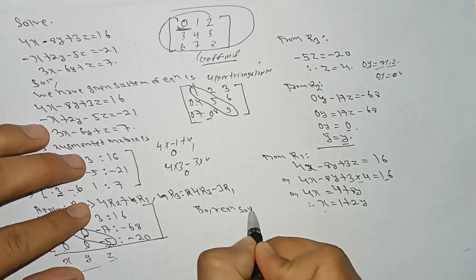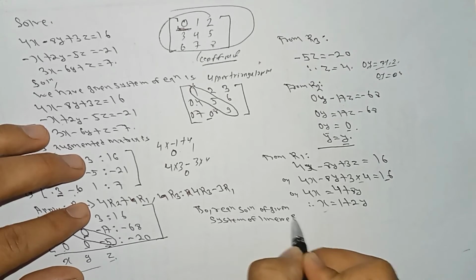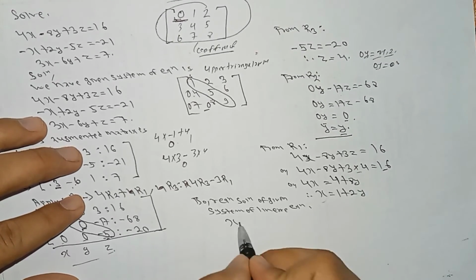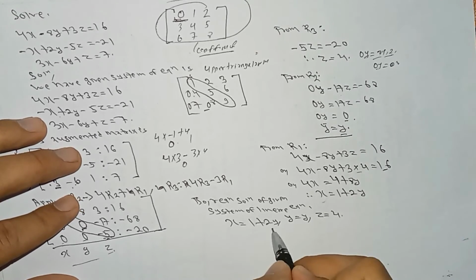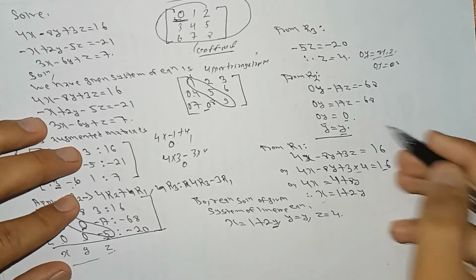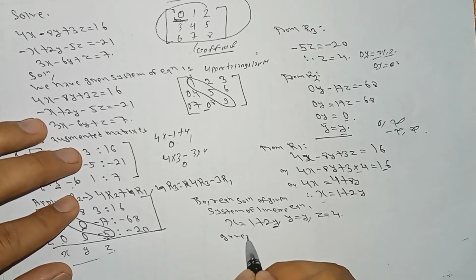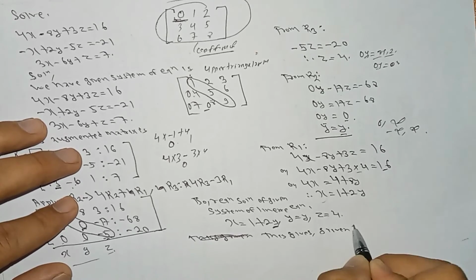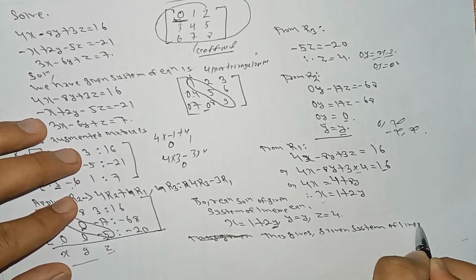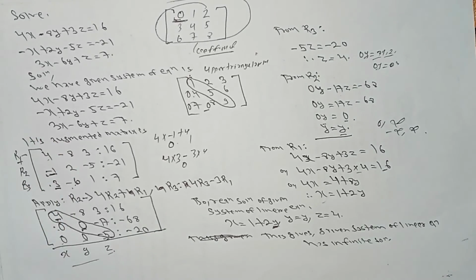So the required solution of the given system of linear equations is x is equal to 1 plus 2y, y is equal to y, z is equal to 4. Here we have x is equal to 1 plus 2y, but we don't know the value of y. It may be from minus infinity to infinity. So the given system of linear equations has infinite solutions. This is the required solution.